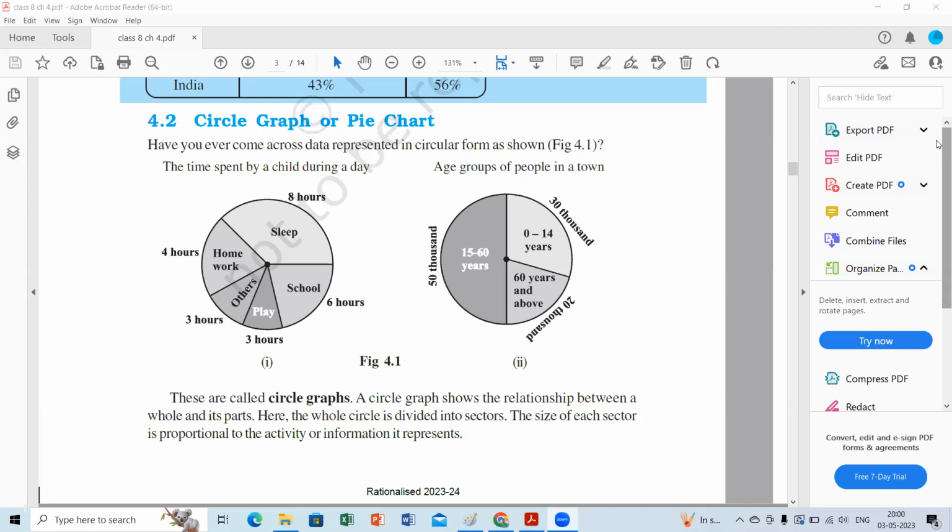So we are dividing the whole into sectors here. Suppose you take a second example, the age groups of people in a town: 30,000 between 0 to 14 years, 60 years and above 20,000, and 15 to 60 years, 50,000. These are the age groups of people in a town. So this we are dividing into sectors. In the next class, we will see the circle graph or pie chart.